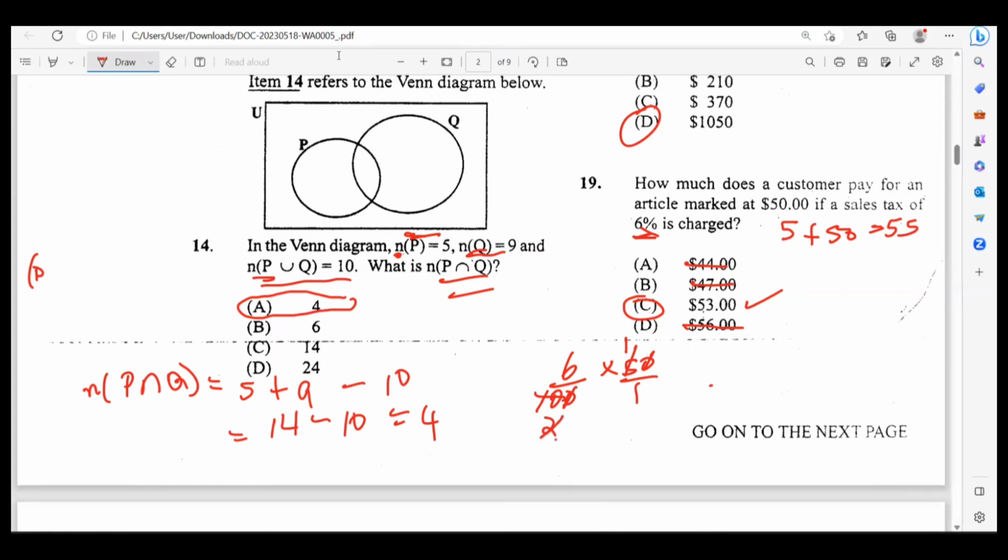Put yourself 1, 3, bam, $3. And you said, okay, 50 plus 3, you get your 53. So it works. You understand? It still works. Work your magic. Whichever way works for you, use it.